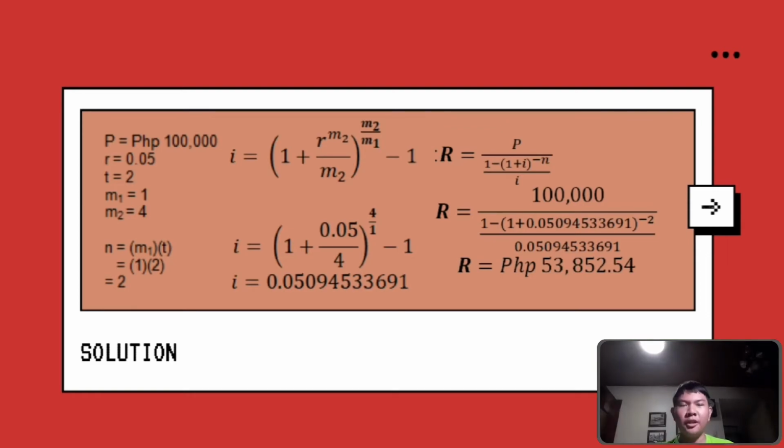0.05094533691. The formula to be used is R equals P divided by 1 minus open parenthesis 1 plus j close parenthesis raised to negative n all divided by j. So by substituting the values, we will have R is equal to 100,000 divided by 1 minus open parenthesis 1 plus the value of j close parenthesis raised to the power of negative 2 divided by the value of j shown on the screen. So the final answer will be a total of 53,852 pesos and 54 centavos.